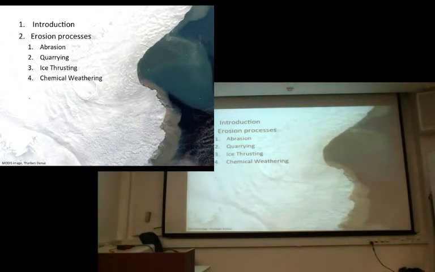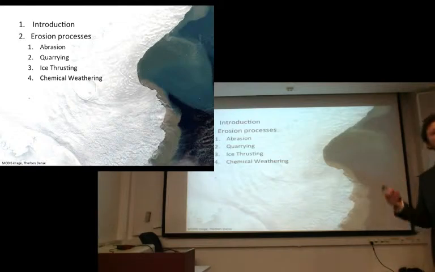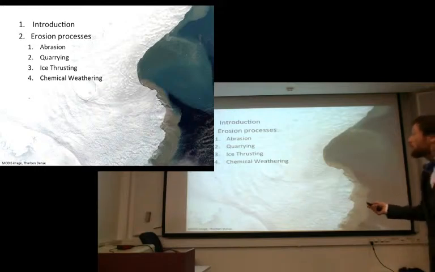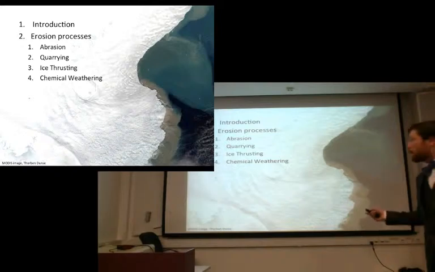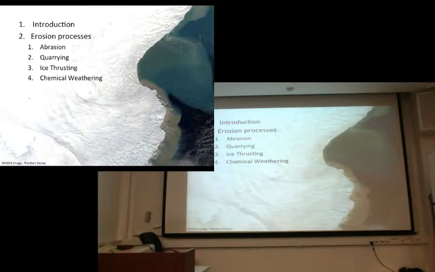So today, we're going to start with an introduction. Why is erosion important to study? And then we will look at the different erosion processes. The most known and most dominant processes occurring below the glaciers and ice sheets are abrasion and quarrying. Then we will look at what happens when we have sediments below glaciers and how they are eroded. It will be ice thrusting. And then we look at an interesting phenomenon where you have dissolution of the rocks by the glaciers, so looking at chemical weathering.